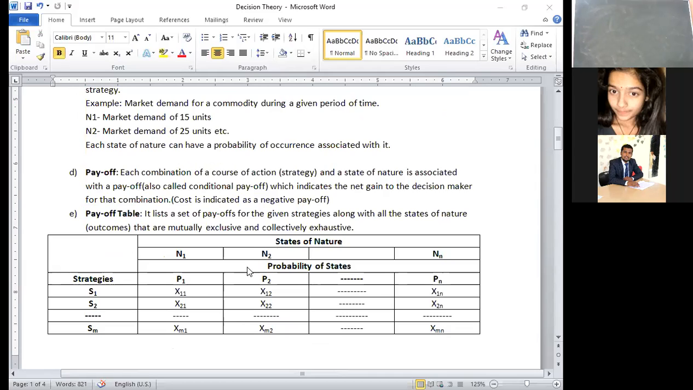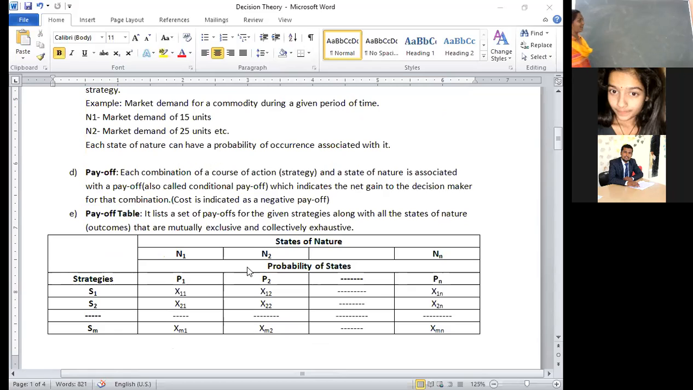You have to solve it. Strategies are always represented row wise. States of nature are always represented column wise. The corresponding probabilities of the states will be represented by P1, P2 and so on. Here I have taken an M by N matrix.